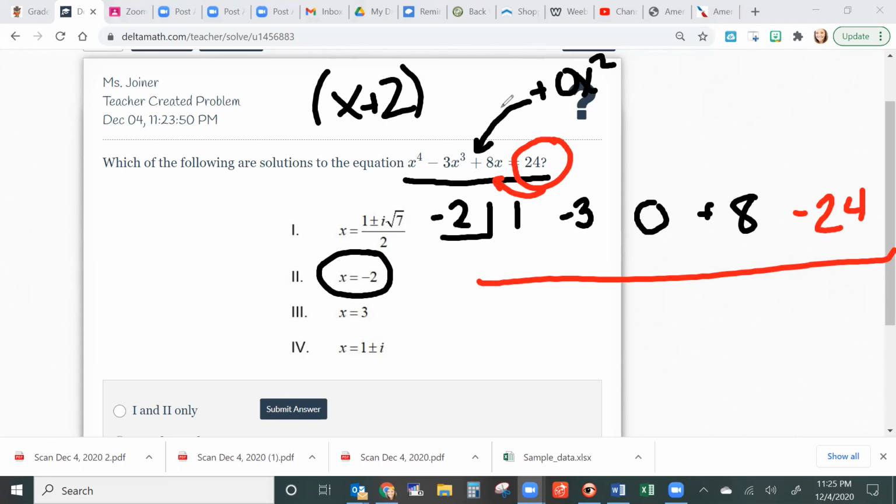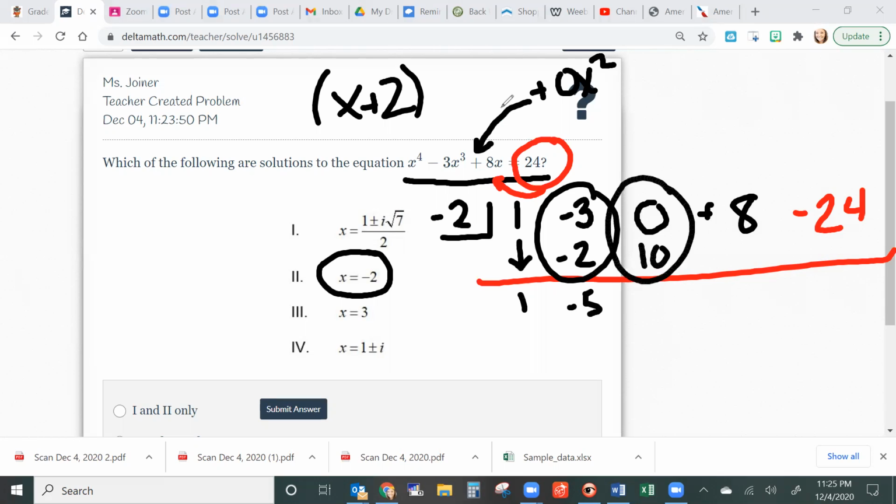So I'm putting a -2 in the box. I have 1x to the 4 minus 3x cubed plus 0x squared plus 8x minus 24. Carry the first number down. 1 times -2 is -2. -3 minus 2 is -5. -5 times -2 is 10. 0 and 10 makes 10. 10 times -2 is -20. 8 minus 20 is -12. -12 times -2 is positive 24.